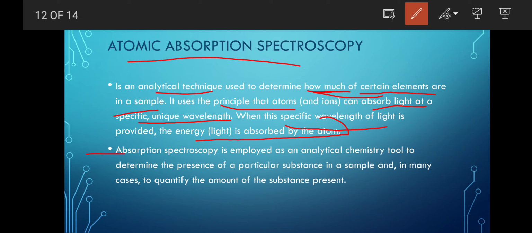So absorption spectroscopy is employed as an analytical chemistry tool to determine the presence of a particular substance in a sample, and in many cases to quantify the amount of substance present. Like in a glass of water, you can determine how many hydrogen molecules or how many oxygen molecules are there, or any other chemical compound we can take.